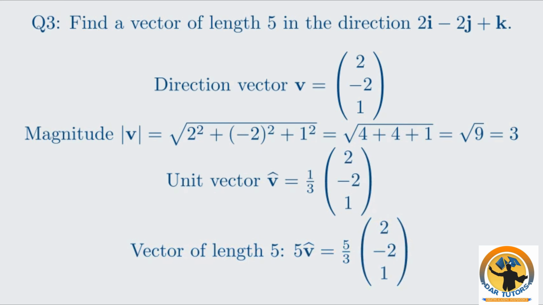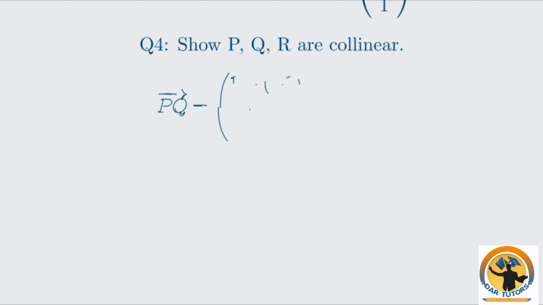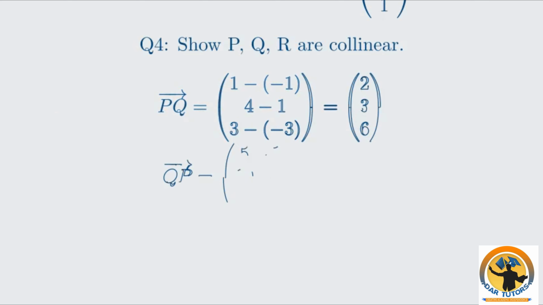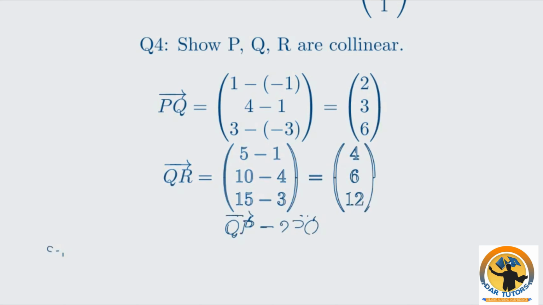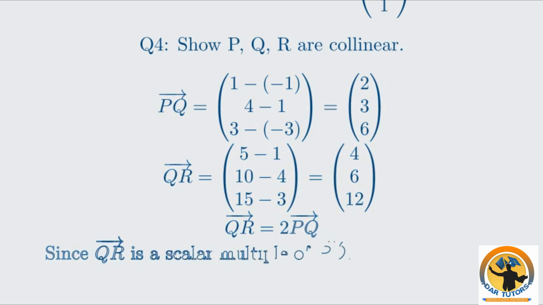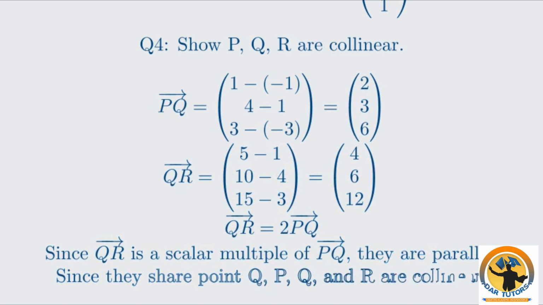Question 4. First, find the vectors PQ vector and QR vector. PQ vector is <2, 3, 6>, and QR vector is <4, 6, 12>. We can see that QR vector is 2 times PQ vector, so they are parallel. Since they share point Q, the points P, Q, and R are collinear.